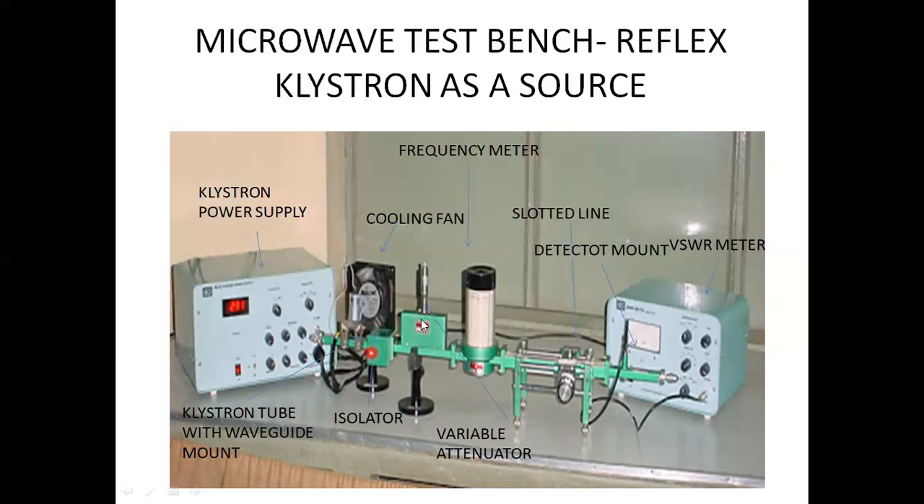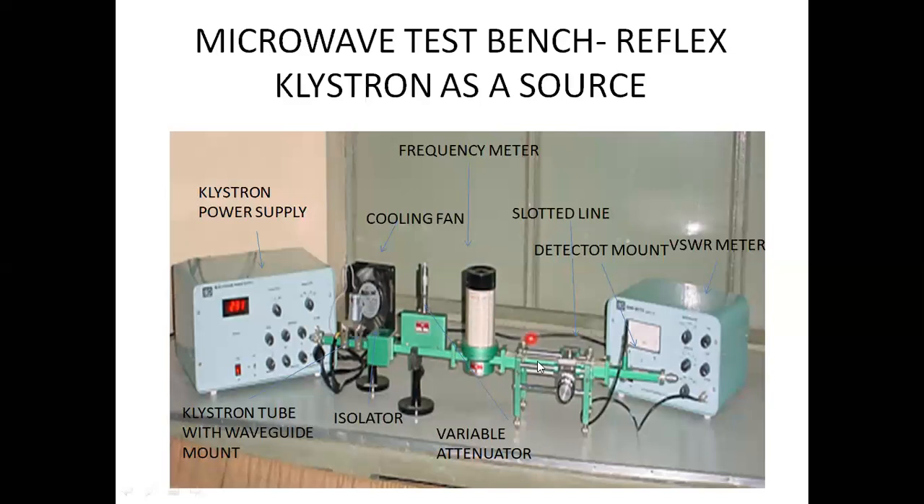The next element is the variable attenuator. Its main function is to reduce the power flow, and here the tuner is there. Using this tuning element, you can control how much power is flowing in the waveguide elements. Then the next element is the frequency meter. The function of the frequency meter is to measure how much frequency is going through the waveguide.